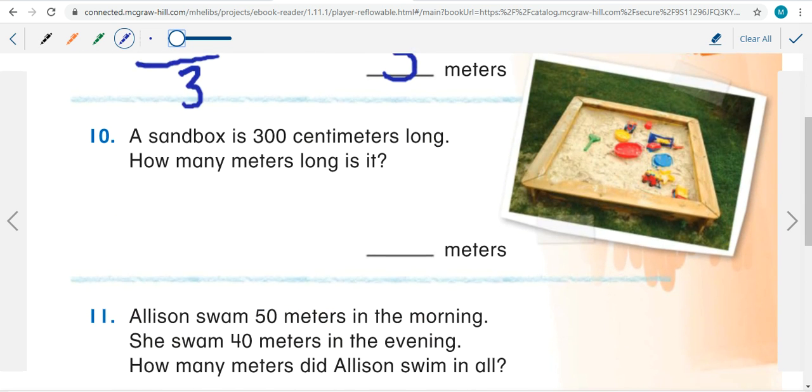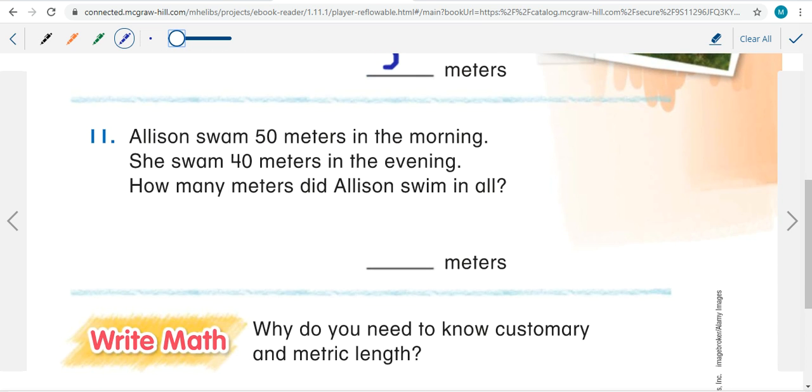Number 10. A sandbox, this is a sandbox, is 300 centimeters long. How many meters long is it? Remember that 1 meter is equal to 100 centimeters. So if you have 300 centimeters, you will have 3 meters. 100 plus 100 plus 100 is equal to 300.